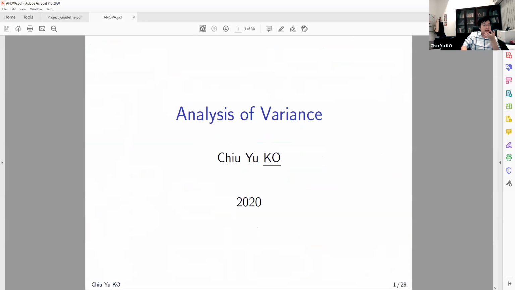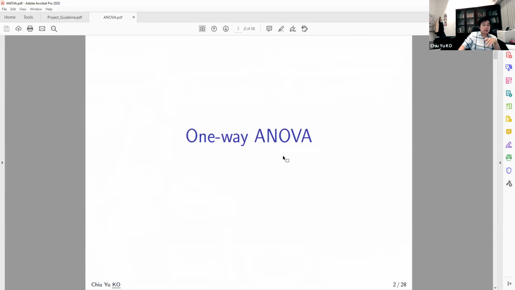ANOVA, as I said, is rather grouping. It groups the data where the grouping would make sense. In this topic, there is usually a one-way ANOVA or two-way ANOVA. One-way ANOVA is just one type of grouping. Like gender is one type of grouping, okay? And there's only one type.